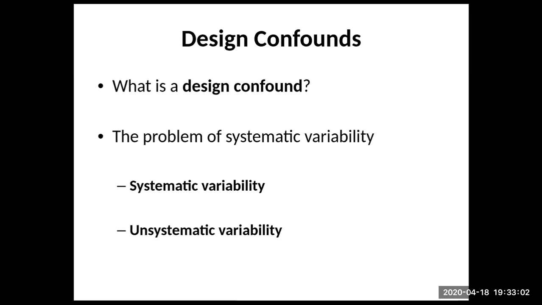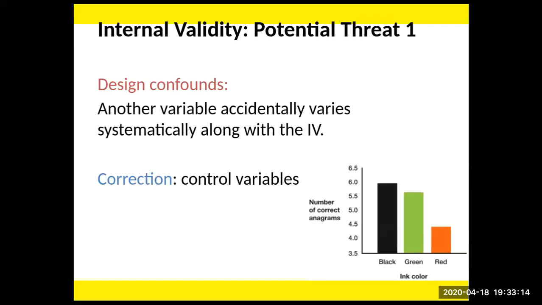But if something else is causing it, then it's unsystematic, right? So if we don't control for these things or randomly assign, then that's a problem. So potential threats to internal validity. Design confound means another variable accidentally varies systematically along with the IV.